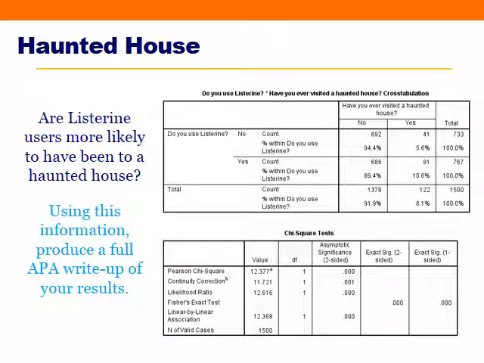For practice, here is our second practice problem with the study of bold Listerine dataset. Here we are looking to see if Listerine users and non-Listerine users differ in terms of whether they've been to a haunted house before. So we have two groups of people, again, Listerine users and non-Listerine users. And for each person, we know if they have or have not ever visited a haunted house. Using the output from this analysis, pause the video and try to write up your answer in proper APA format. Is there a significant difference here?